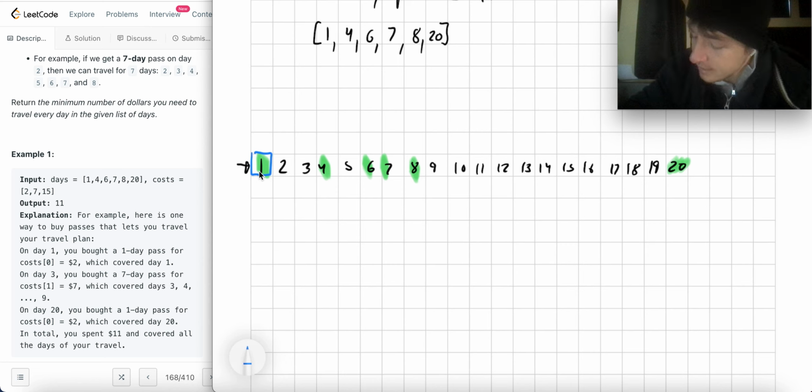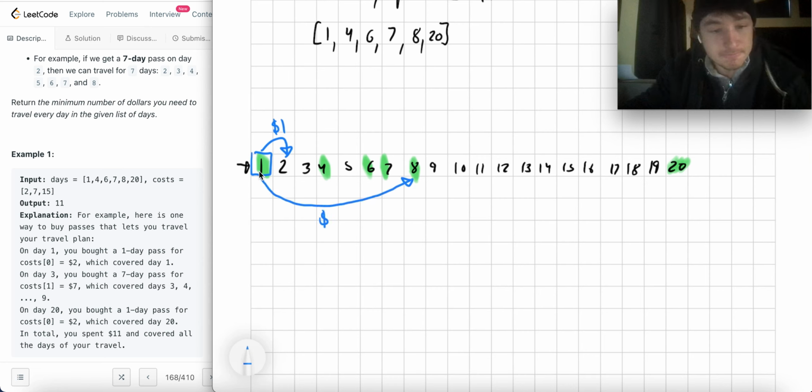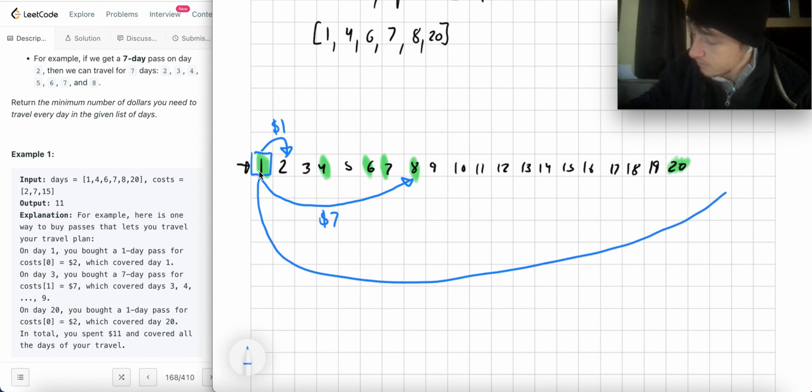I can buy a 1-day pass that just brings me here, and that's going to cost $1. I can buy a 7-day pass so I can travel day 1, day 2, day 3, and get me all the way to day 8, and that's going to cost me $7. Or I can buy a 30-day pass, and that'll push me off the screen, right? Because it'll be after day 20, and that'll cost me $15, right?